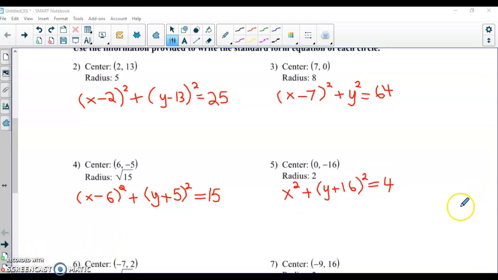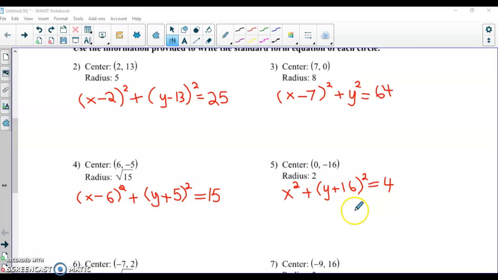By now you should have finished number 5, and this should be the answer. So we just have an x squared here because the x value of the center is 0. We don't need x minus 0, that's just x. And then our y value of our center is negative 16. That means we need a plus because it's minus a negative. We square that as well. And then our radius squared is 4, because 2 squared is 4.